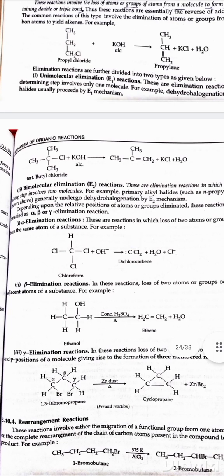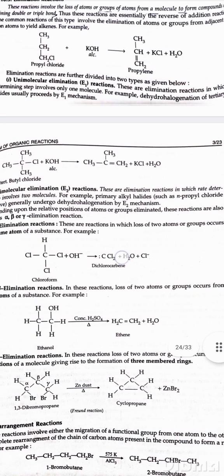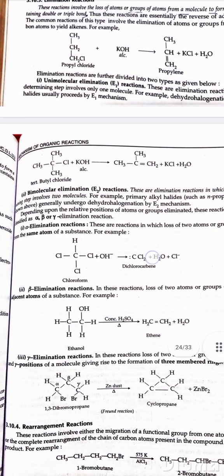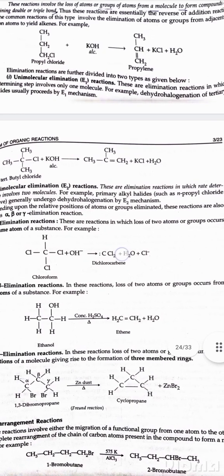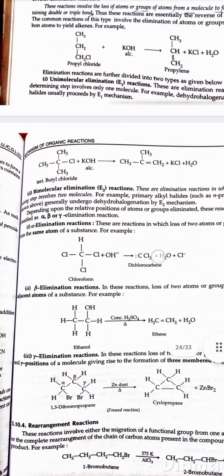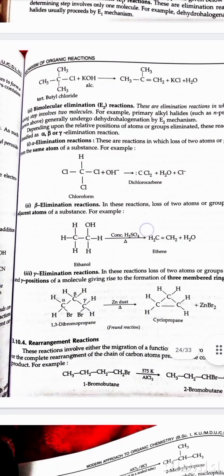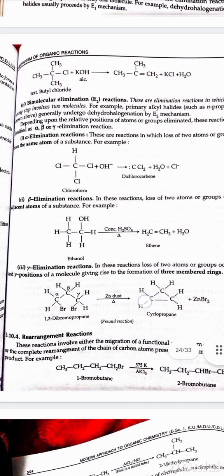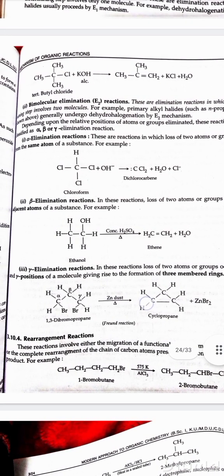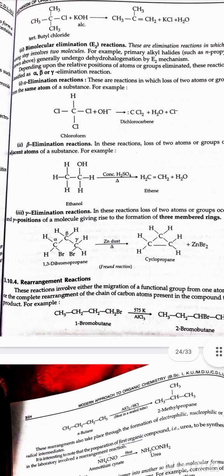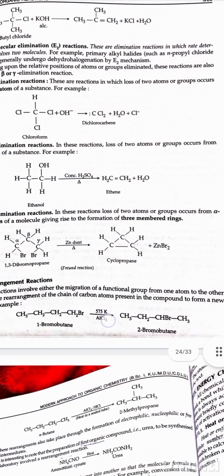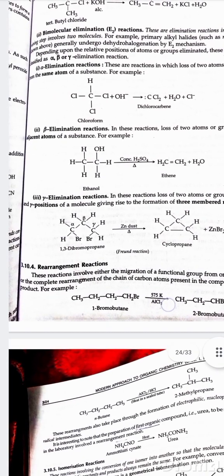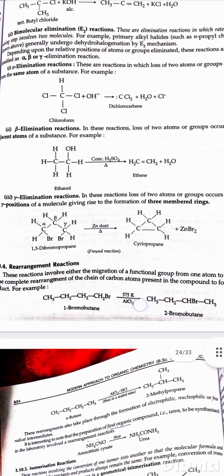Depending upon the relative positions of atoms or groups eliminated, these reactions are also classified as alpha, beta, or gamma elimination reactions. Alpha elimination reactions. These are reactions in which loss of two atoms or groups occurs from the same atom of a substance. Beta elimination reaction. In these reactions, loss of two atoms or groups occurs from adjacent atoms of a substance. Gamma elimination reaction. In these reactions, loss of two atoms or groups occurs from alpha and gamma positions of a molecule, giving rise to the formation of three-membered rings.